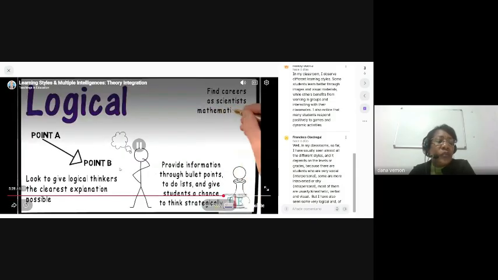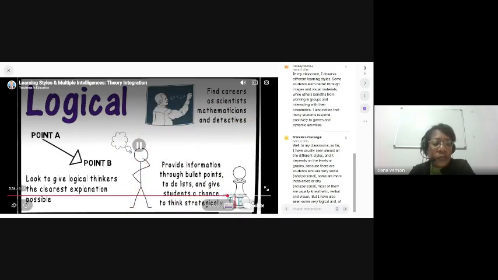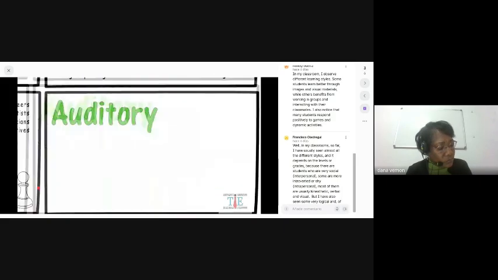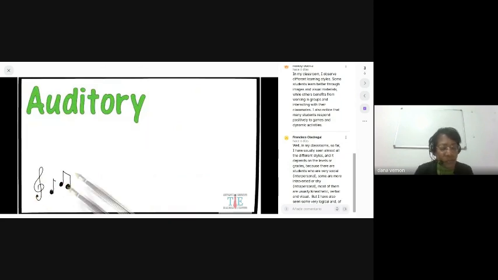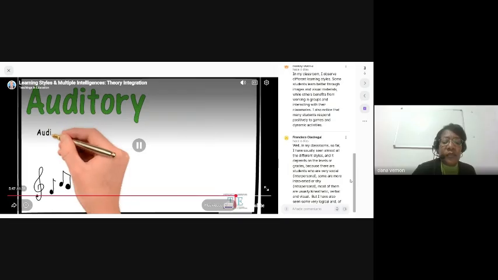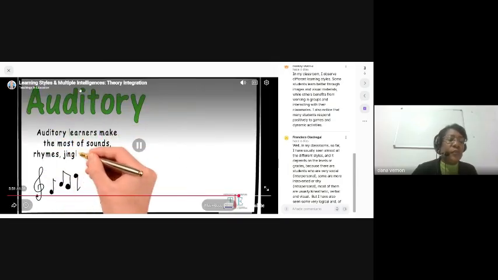They find careers as scientists, mathematicians, and detectives. These are your students that excel in math and enjoy a good mystery show. And the last learning style is auditory. Auditory learners are sometimes called oral learners or even musical learners. These types of students make the most of sound, rhyme, jingles, and music.